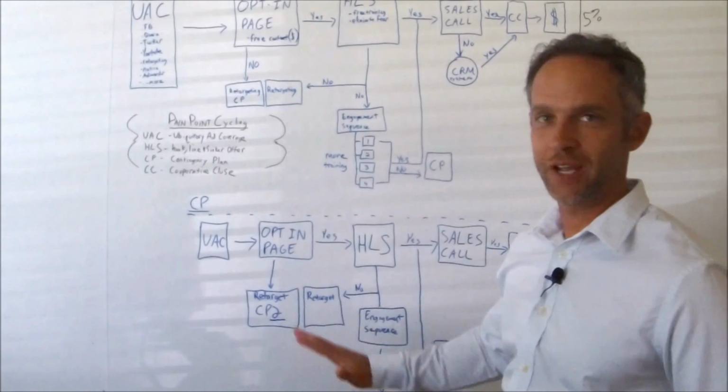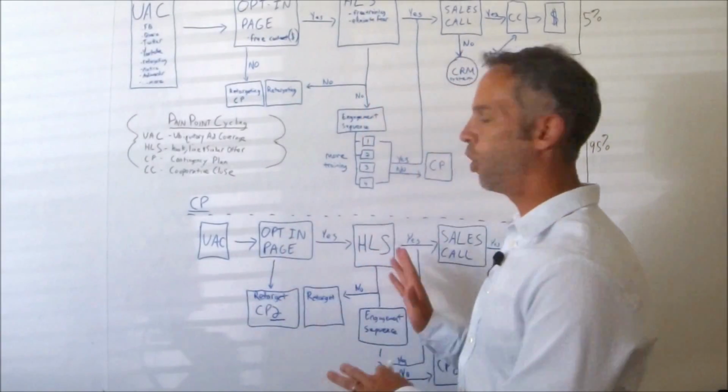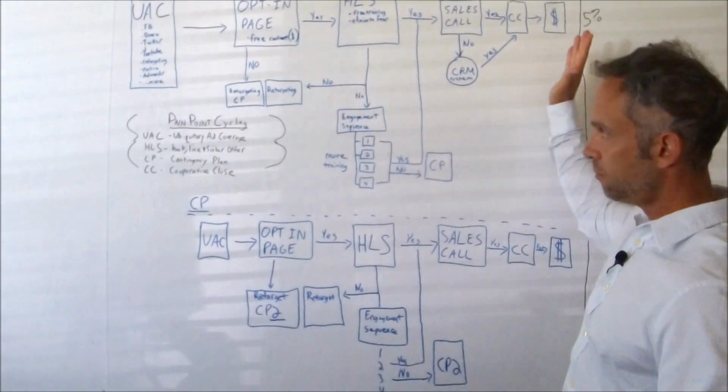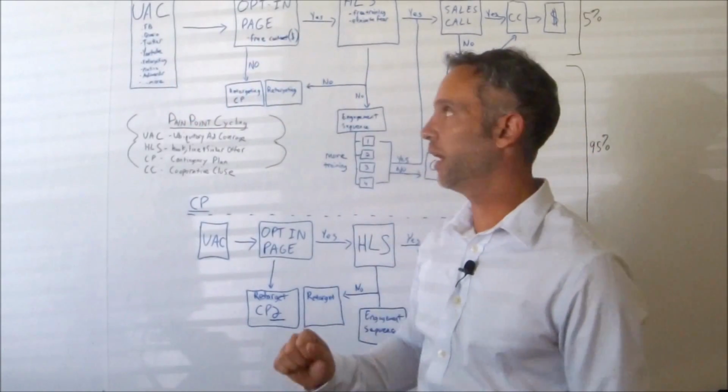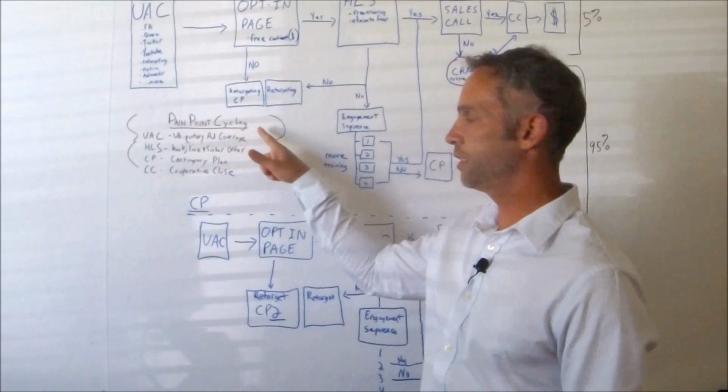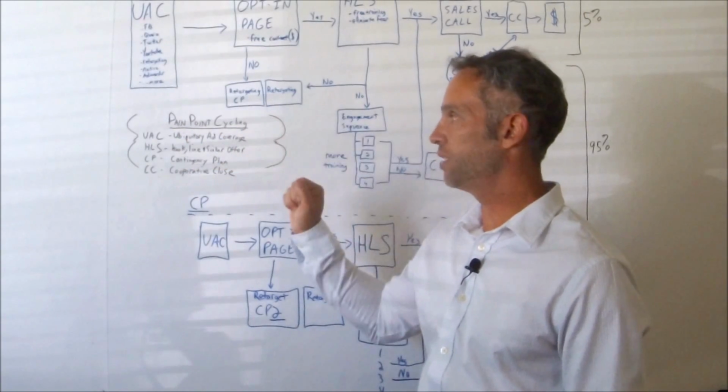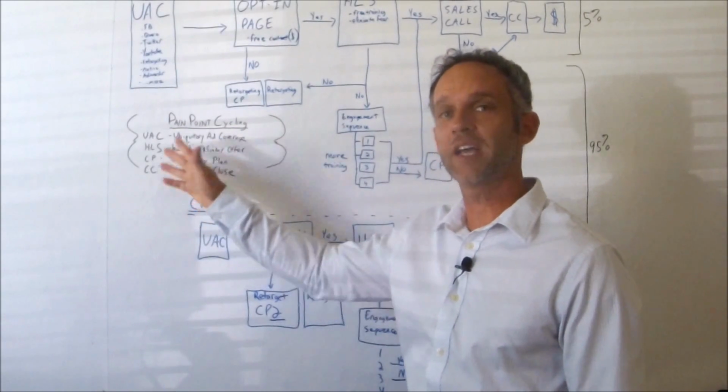Forget about all this stuff right now. It's going to confuse you if you just look at this as a whole, okay? All we're going to do is focus on this box, and we're going to move from left to right. So first of all, the title of this sales funnel is called Pain Point Cycling. There's some acronyms here I'll define as we go along.